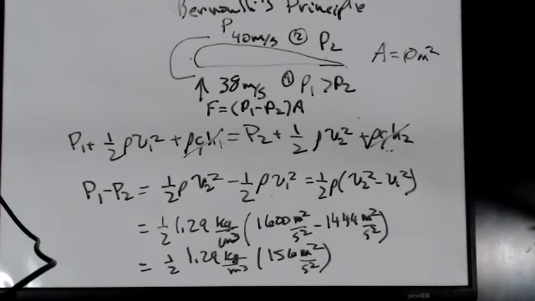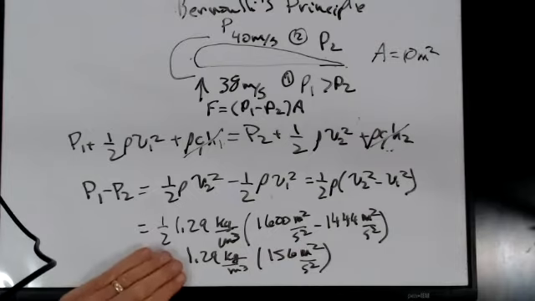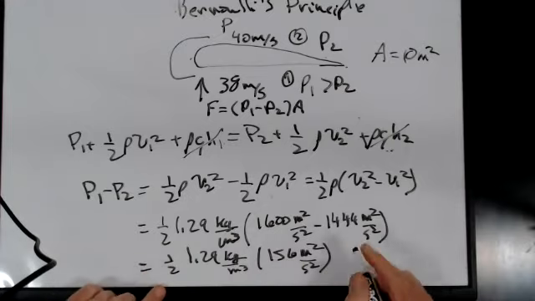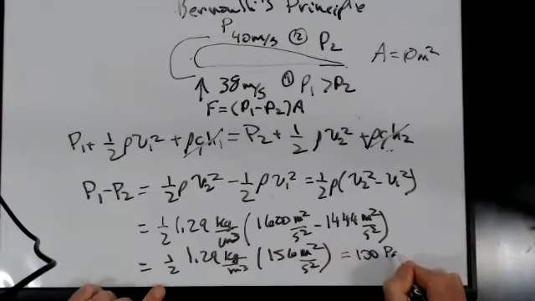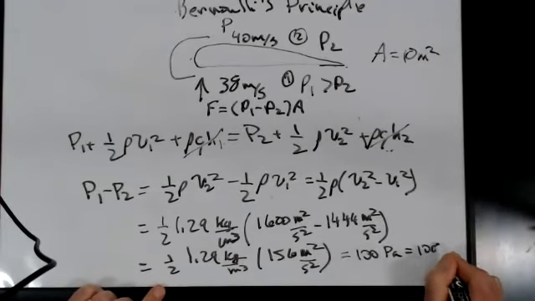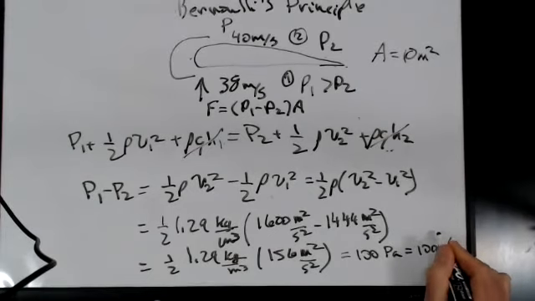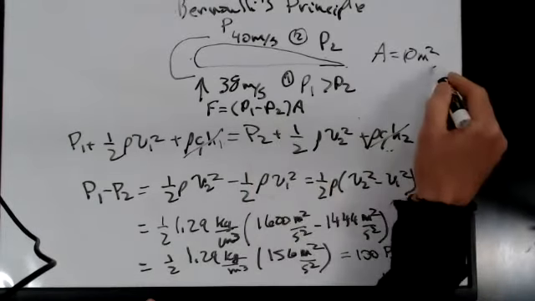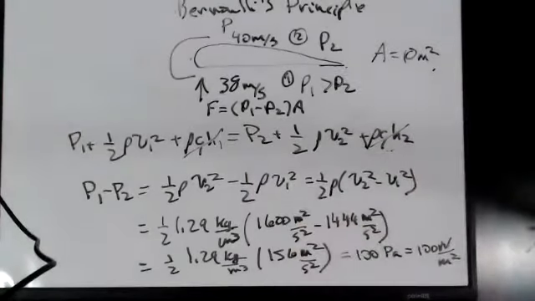1.29, so 1 1/3. This is going to be about 200 divided by 2. So this is going to be about 100 pascals, which is about 100 newtons per meter squared. And so that's my pressure, and I multiply it by my area to get the force. And so I'm going to say the force is about 1,000 newtons.